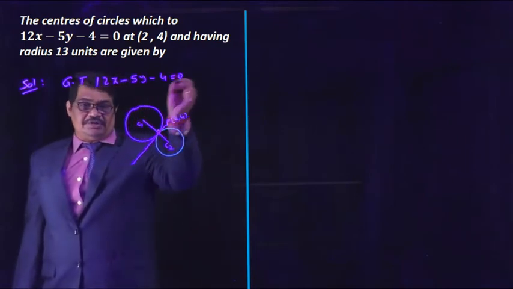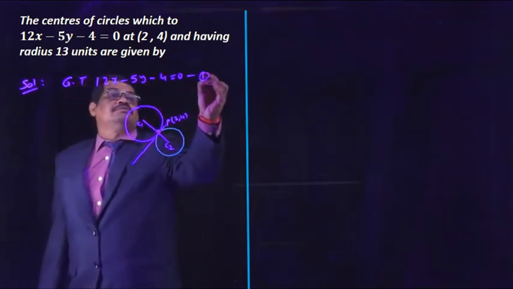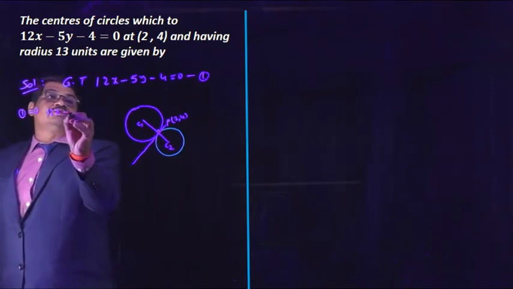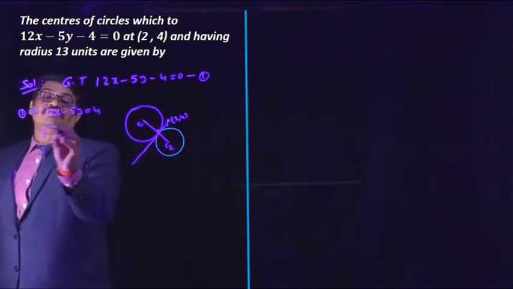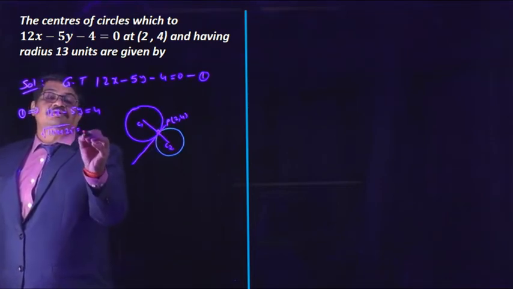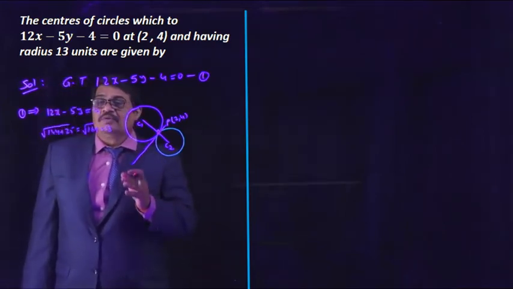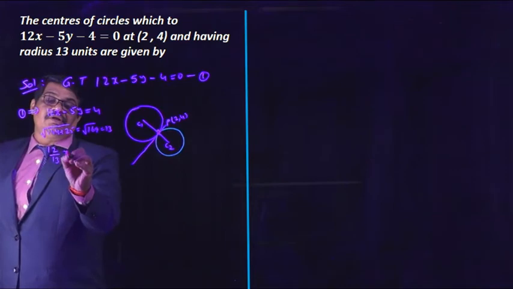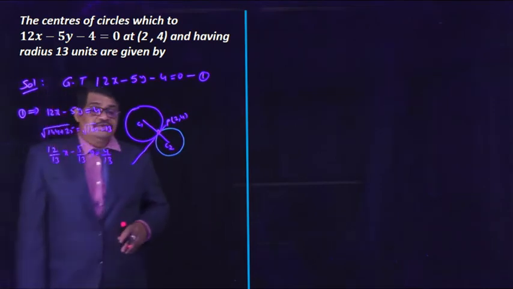Now we are writing the normal form of this given line, that is the line C1C2. Now we are writing this equation 1, that is 12x minus 5y is equal to 4. Now dividing both sides by the square root of 12 squared, that is 144, plus 5 squared, that is root of 169, that is 13. Then the equation is 12 by 13 x minus 5 by 13 y is equal to 4 by 13. This is in the normal form.